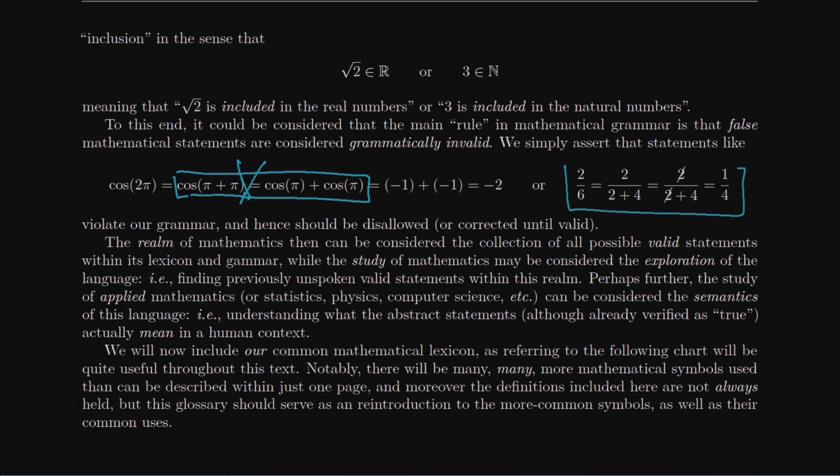I got this other nice example here too, where I've got 2/6, which we all know is 1/3, but if I split 6 into 2 plus 4 and then cancel my 2's, I actually have a 1 in the numerator and a 4 in the denominator. So that's also not a true statement, but that's because we're violating our grammar, right?